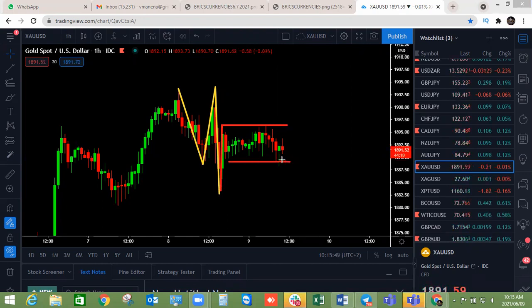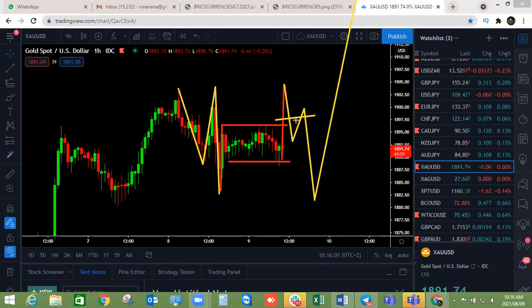Even if it looks like a flag, we'll be looking for this either to continue all the way, or it can do this, and then we get another 3 waves to the downside as follows, or 5 waves, it doesn't matter. Then gold can push to the upside. So that is the structure that we're looking at.